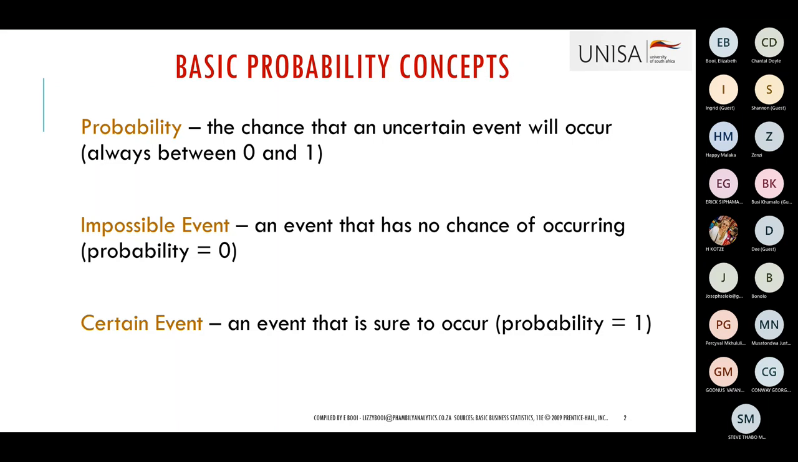Okay, so when we talk about probabilities, we're talking about chances. We're talking about the likelihood of something happening. So a probability is a chance that an uncertain event will occur, and that can always be between the values of 0 and 1. An impossible event is an event that cannot happen, or does not have any chance of happening, and that will always have a probability of 0. And a certain event is an event that we know for sure will happen, and it will always have a probability of 1.